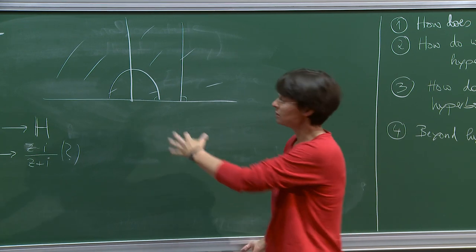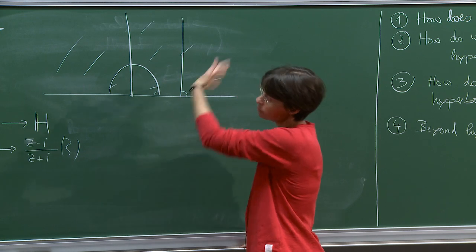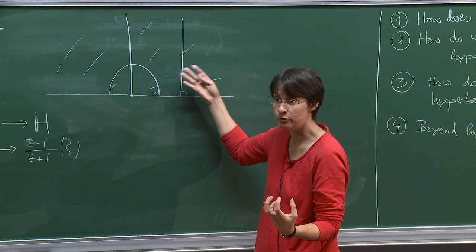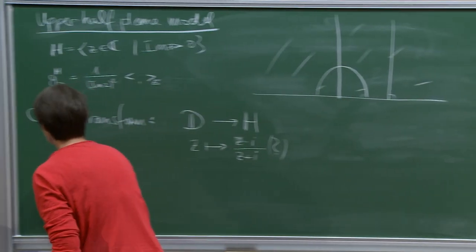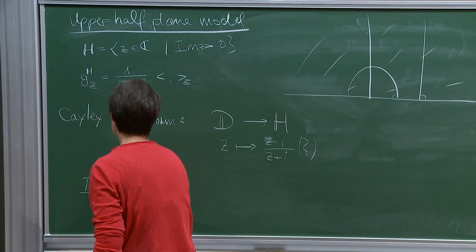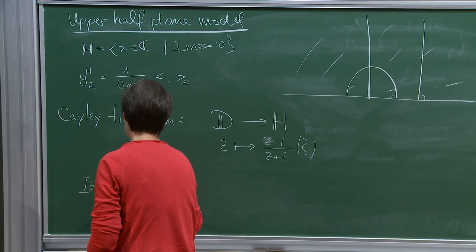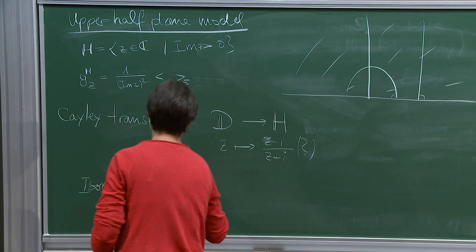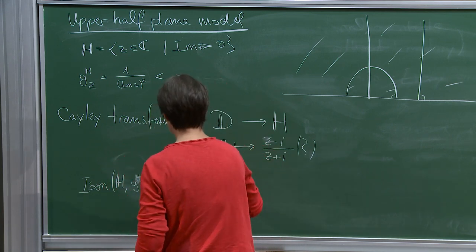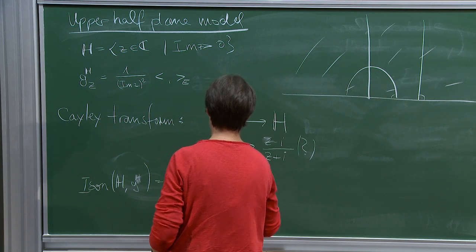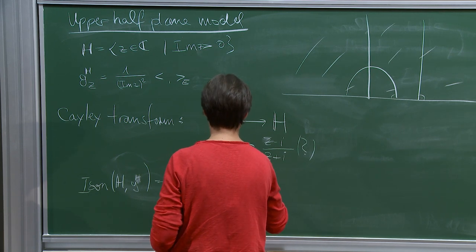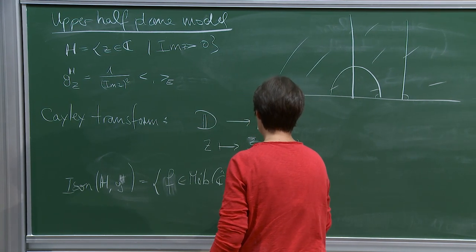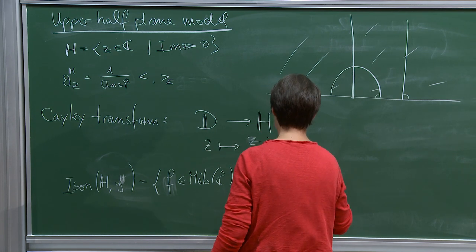the group of isometries of both the upper half plane and the Poincaré disk is precisely the group of Möbius transformations which preserve your set. So the group of isometries of H with respect to its Riemannian metric is the set of Möbius transformations of C hat. I will think of this as sitting in C hat, such that f of the upper half plane is actually the upper half plane.